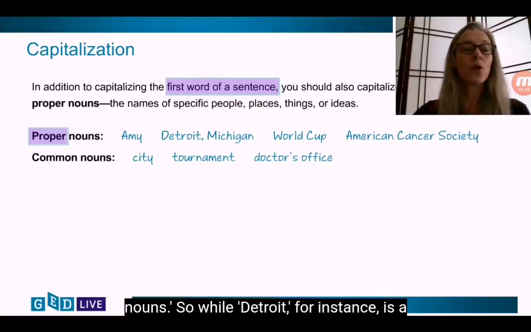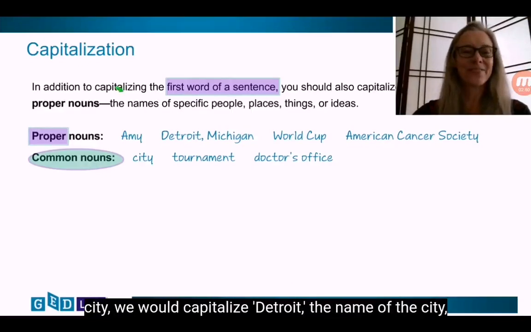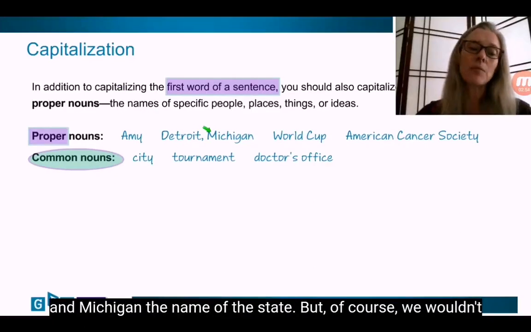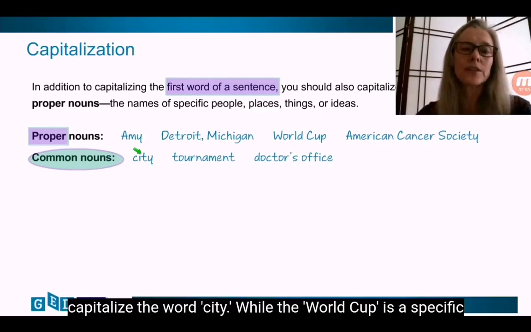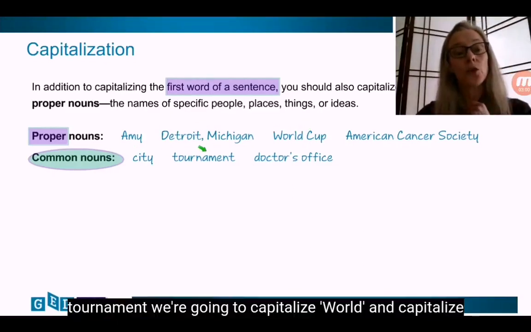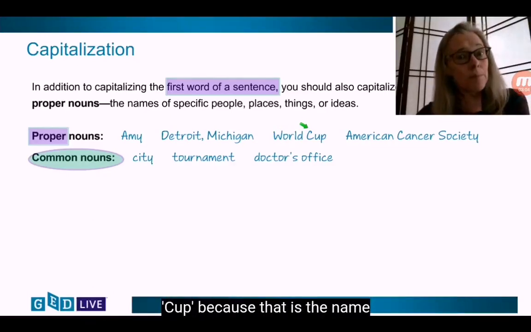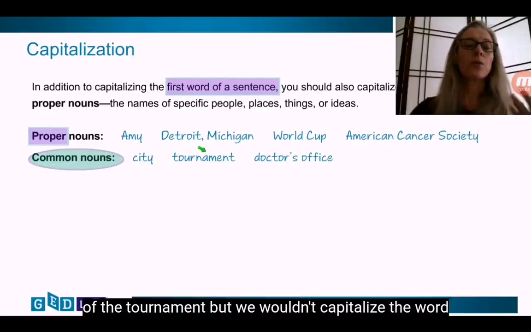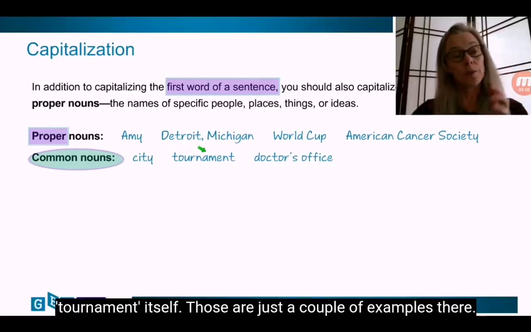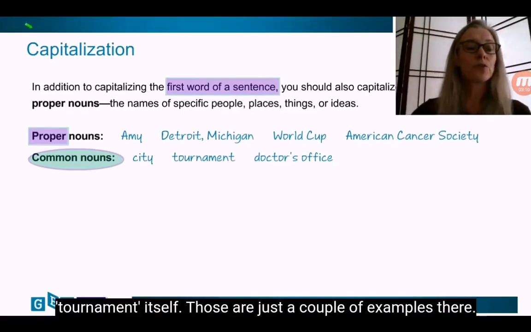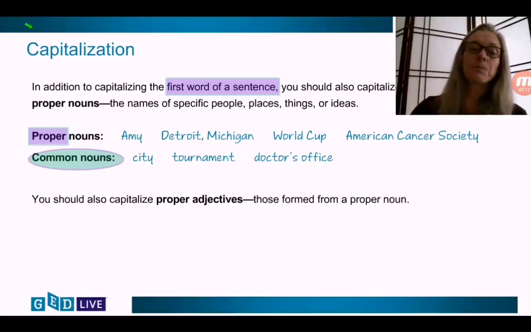Right? So while Detroit, for instance, is a city, we would capitalize Detroit, the name of the city, and Michigan, the name of the state, but of course we wouldn't capitalize the word city. Well, the World Cup is a specific tournament. We're going to capitalize World and capitalize Cup because that is the name of the tournament, but we wouldn't capitalize the word tournament itself. Right? So those are just a couple of examples there.